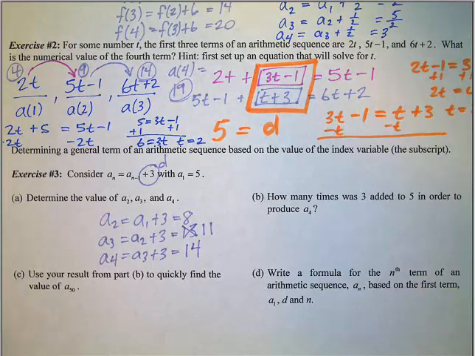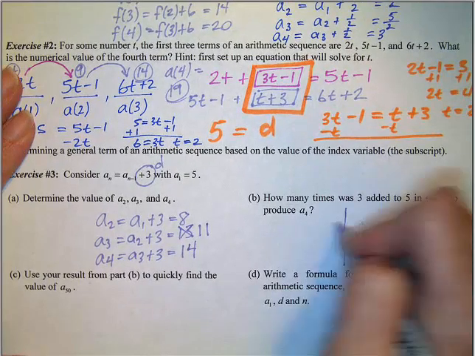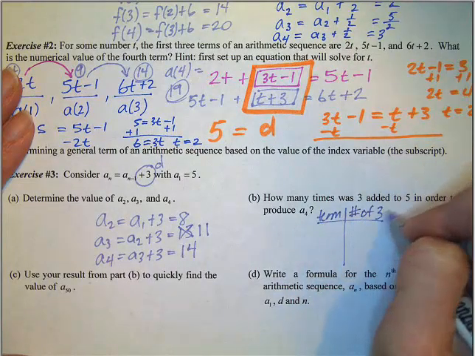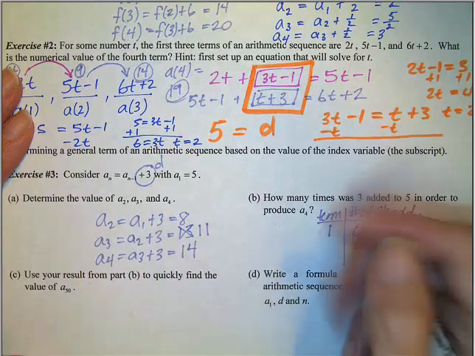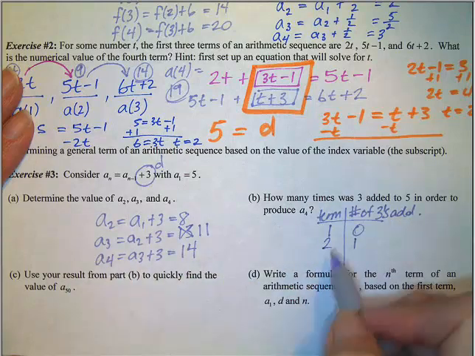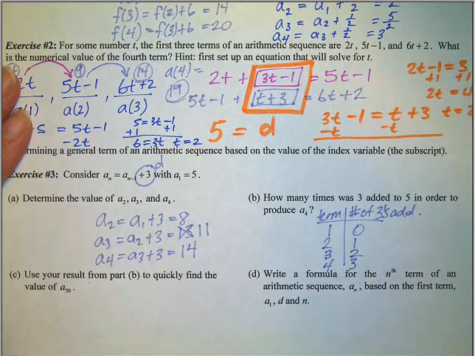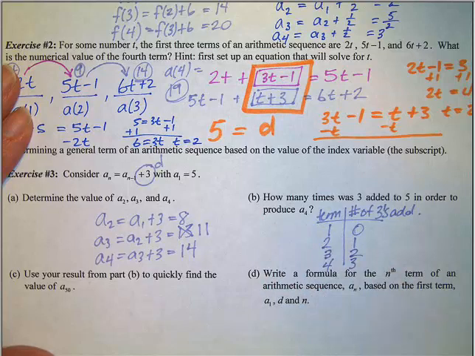Excuse me. So how many times was 3 added to 5 in order to produce the fourth term? Just like we did in that other lesson, this is our term, and this is the number of 3's added. In the first term, we have 0 3's added. In the second term, we've added it once. In the third term, we've added another 3, so that's twice. In the fourth term, we've added another one, so that's 3. So how many did we have to add in the fourth term? Your answer is 3 of them.